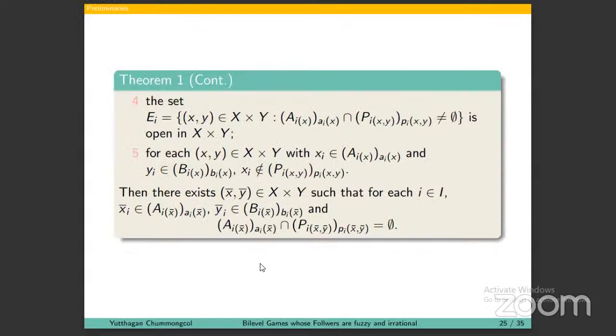4. The set E_i defined by this is open in X times Y. For each x, the point (x, y) with y belonging to the set and x_i not belonging to the set, then there exists the point (x, y) such that for each i belonging to set I and x_i belongs to the set, and constraint fuzzy correspondence intersect preference fuzzy correspondence equal to non-empty set.